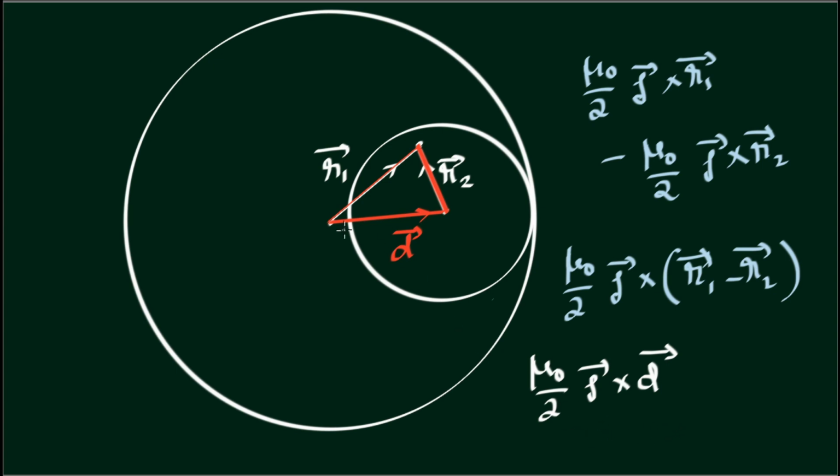And what's the direction? Remember, J is coming out of the page. If you do J cross D, you can convince yourself that the magnetic field is going to be in this direction. So inside the cavity, it is uniform and points in that direction. That's it for this problem. Thank you.